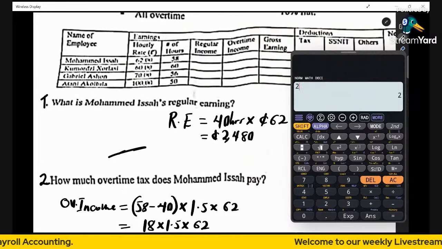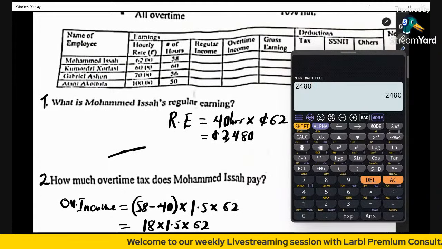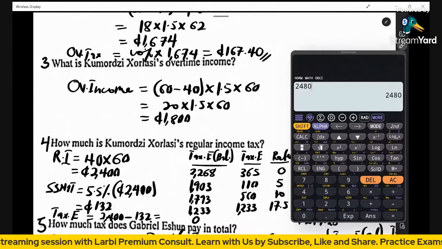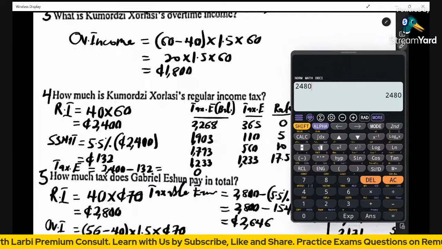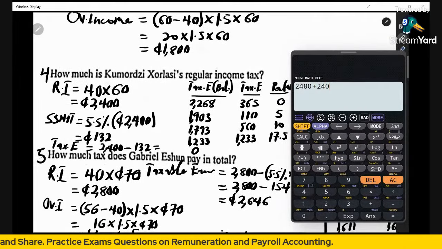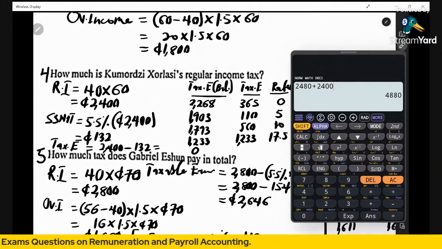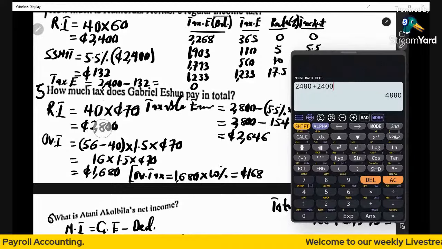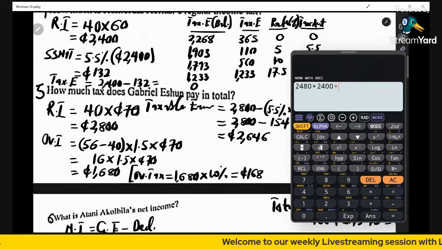So 2,480 as the regular income for Mohammed Isa, and we'll go for the next, which is Zolasi. Let's see if you also have the regular income for Zolasi. I think you can also get that from question number 4 here. Regular income as well, 2,400. So we also have plus 2,400, bringing that in here. Then we also go for Gabriel. Gabriel's regular income goes for 2,800. So plus 2,800.